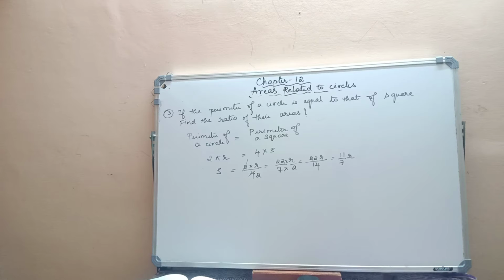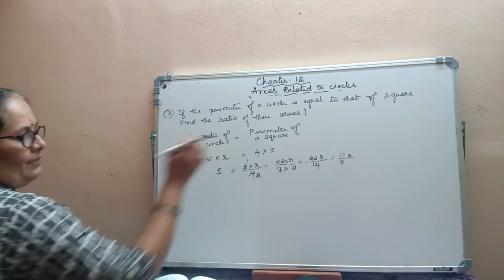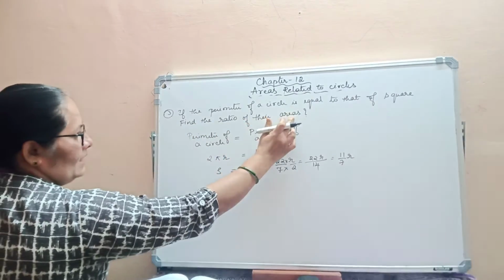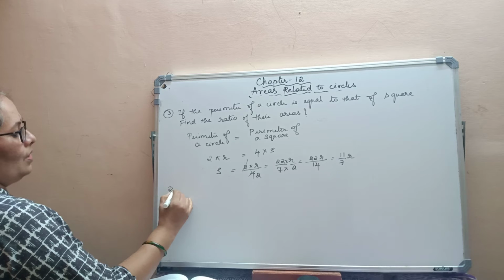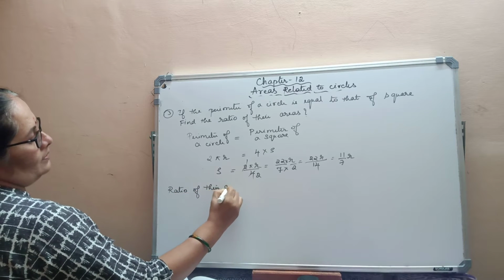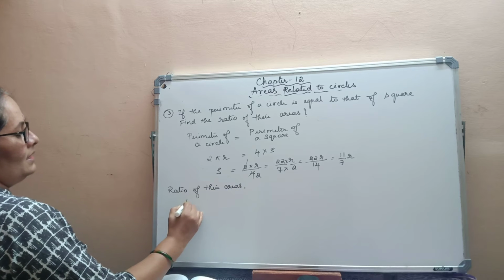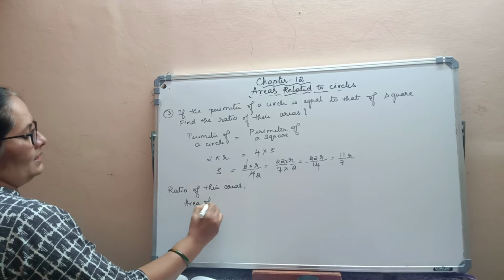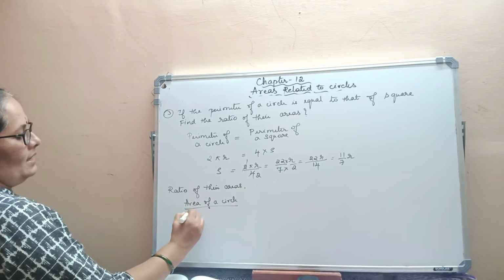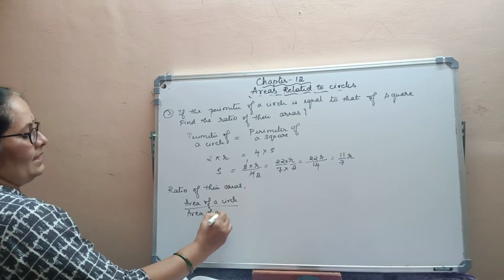Divide both sides by 2. So you will get 11 by 7 r. So this is the side of a square. Now you need to find the ratio of their areas. That is area of a circle divided by area of a square.